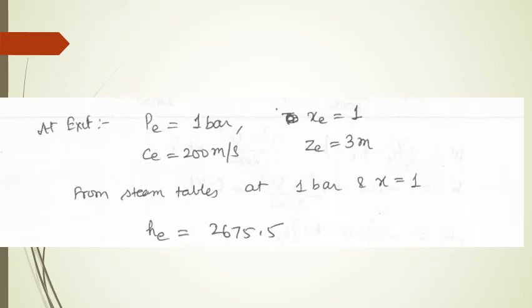So from steam tables, we can look at 1 bar, the value of Hg will be the value of He here. Means the steam is completely saturated, dryness fraction, so enthalpy is going to be equal to Hg. So that will be the value of He, and that is 2675.5 kilojoule per kg. Velocity at outlet is 200 meter per second and elevation from reference plane is 3 meter.